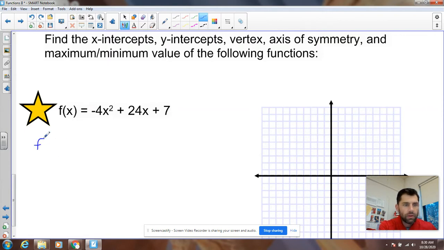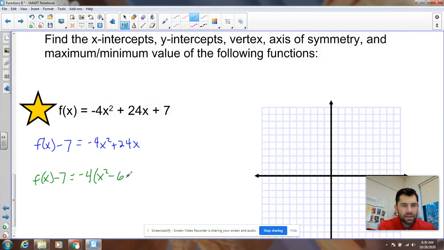So the first thing we're going to do, like I said, is subtract that 7 from both sides. Okay, so now we're here. This one we do have a little bit more of a challenge on our hands because our a value is -4. So what we need to do is factor out that a value. So we're left with x squared minus 6x. Careful here. One more note: I didn't factor out the x. We need that x and the x squared to stay in our parentheses in order to complete the square with. So keep that in mind. And now we have our blank here.